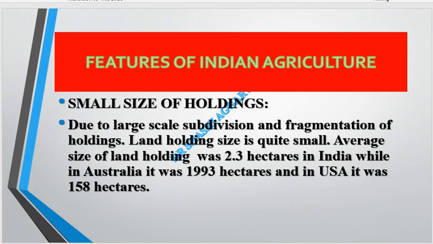Small size of holdings. Due to large scale subdivision and fragmentation of the holding, land holding size is quite small. Average size of land holding was 2.3 hectare in India, while in Australia it is 1993 hectare and in the USA it was 158 hectare.